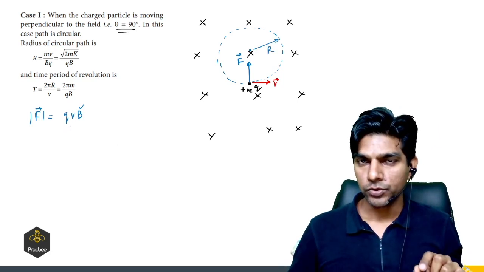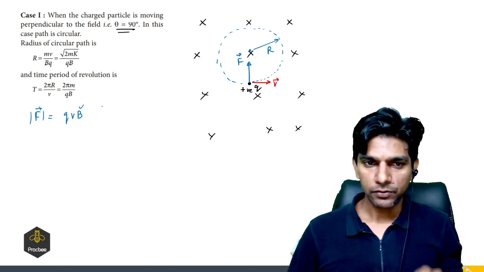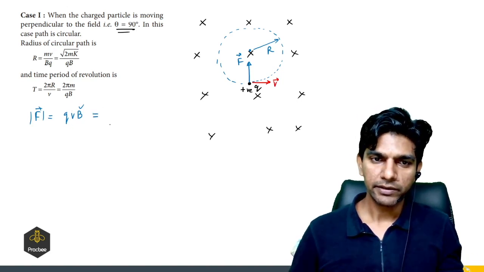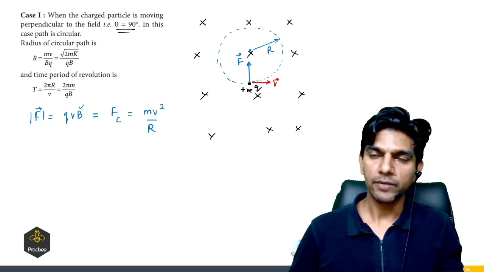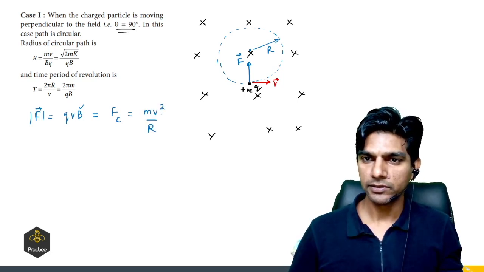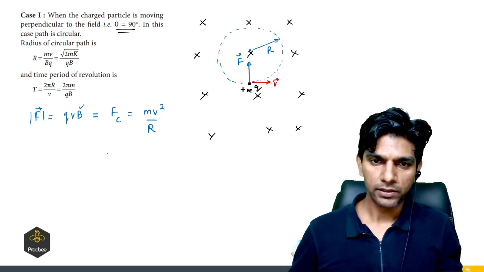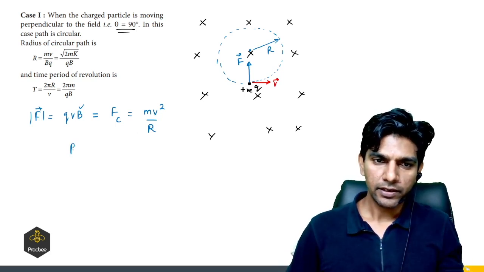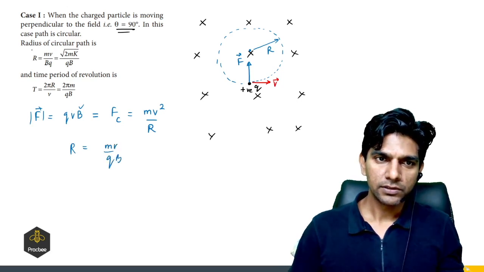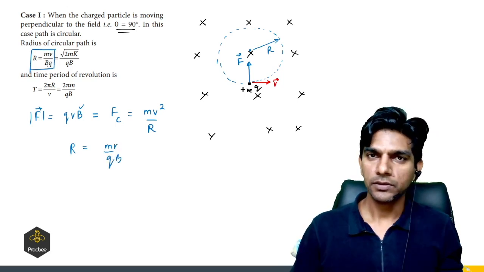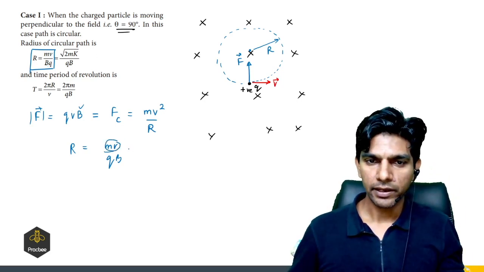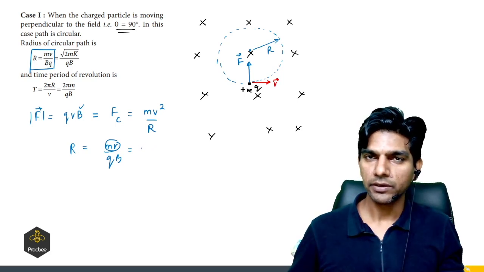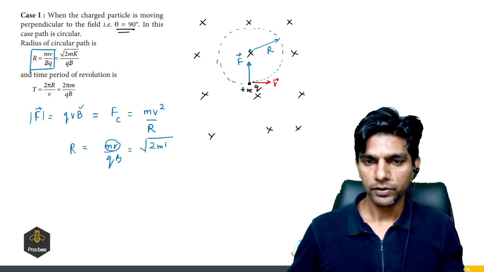This magnetic force will act like a centripetal force because the particle is moving in a circular path. So we can write this as Fc, which is mv square by r, where m is the mass of the charged particle, v is the speed, and r is the radius of the circle. Now from this we can find r as mv by qB. This formula you should remember, where mv is nothing but the linear momentum.